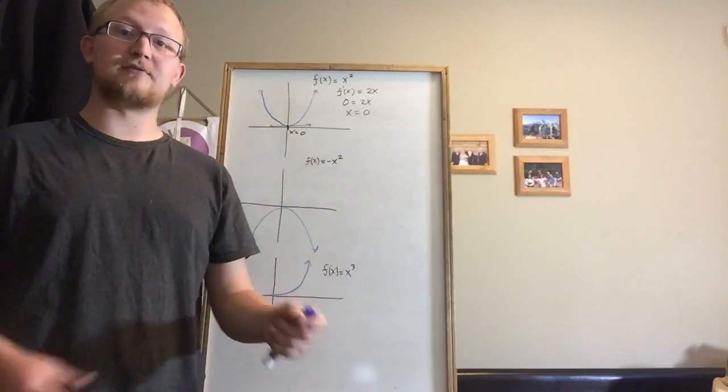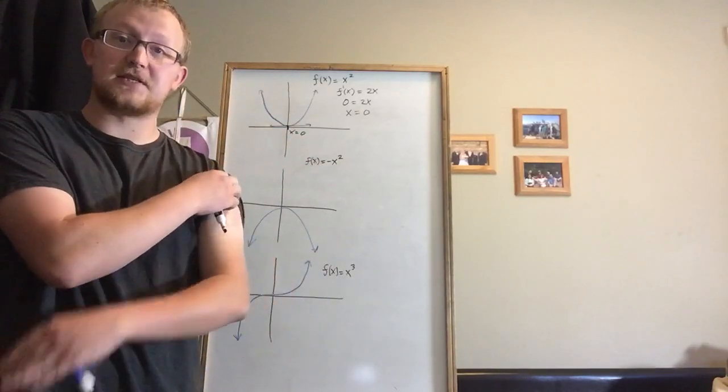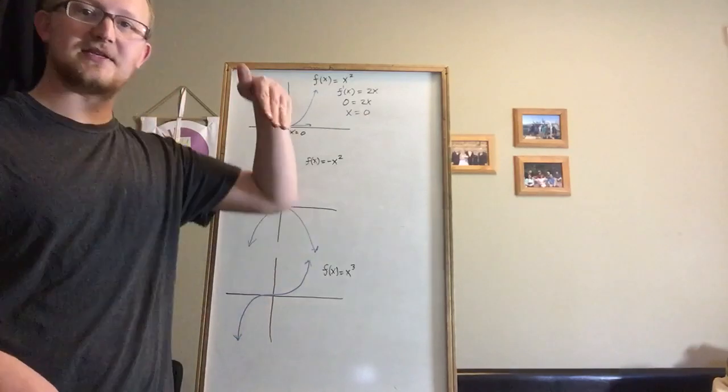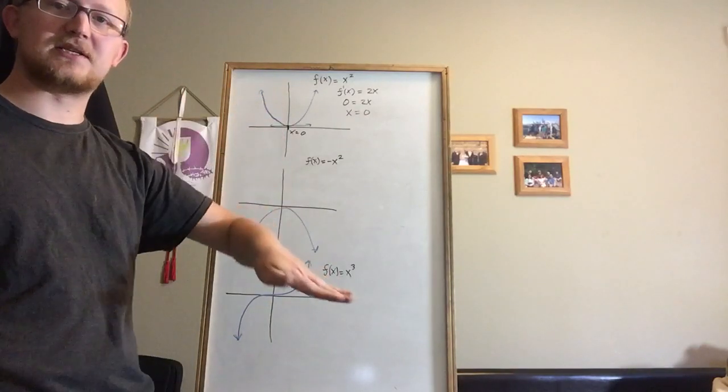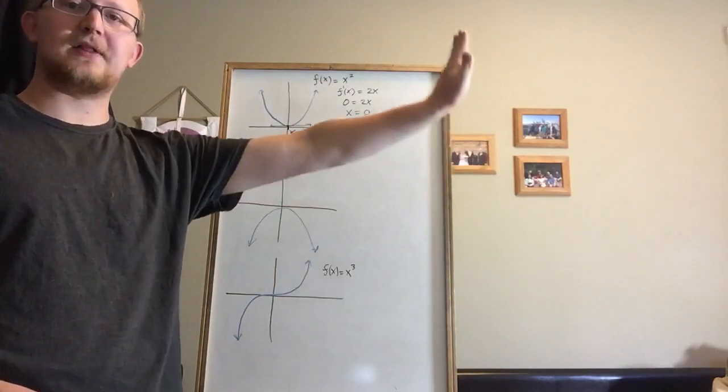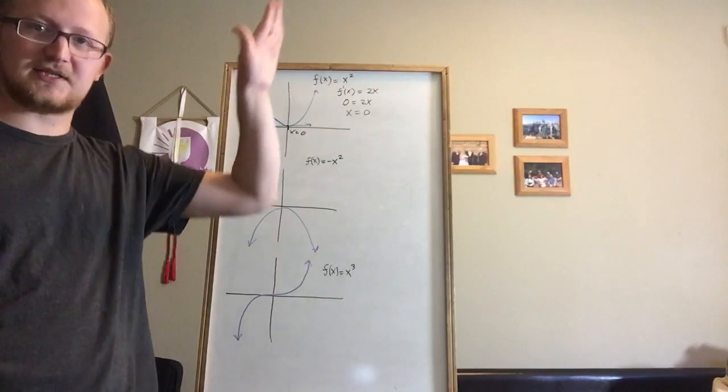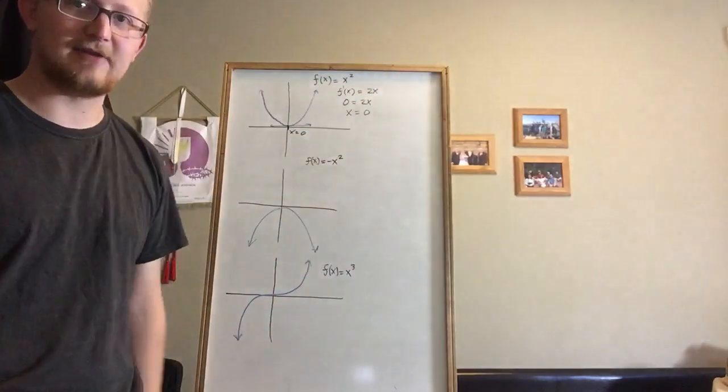The second derivative of something is the rate of change of the slope. So what that's going to tell you, in general, is: is the slope increasing? We call that concavity up. Or is the slope decreasing? And that's called concavity down.